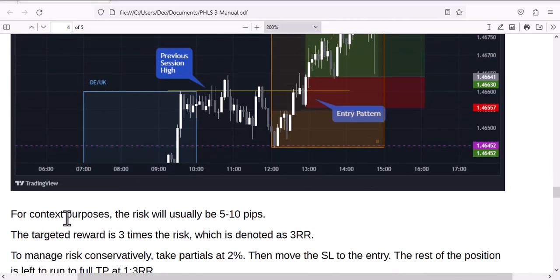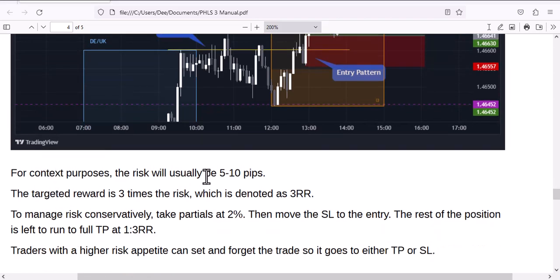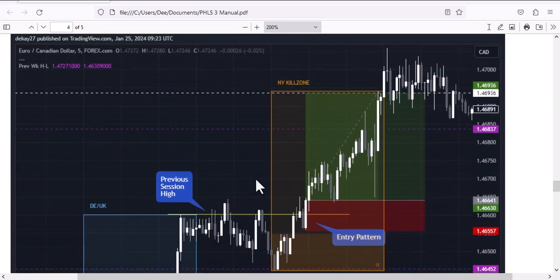All right, so for the purposes of context, the risk will usually be 5 to 10 pips, and then the targeted reward is 3 times the risk. That is what I go for. So either I'm going for 3 times the risk, or if I see a key level around 3%, 4%, 5%, I'm looking at that. So a key level or 3%, but 3% just for consistency's sake, just makes it repeatable. That's what we are looking for.